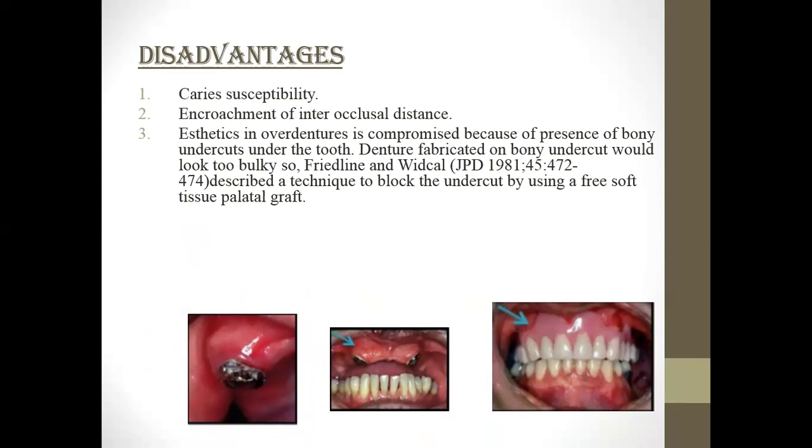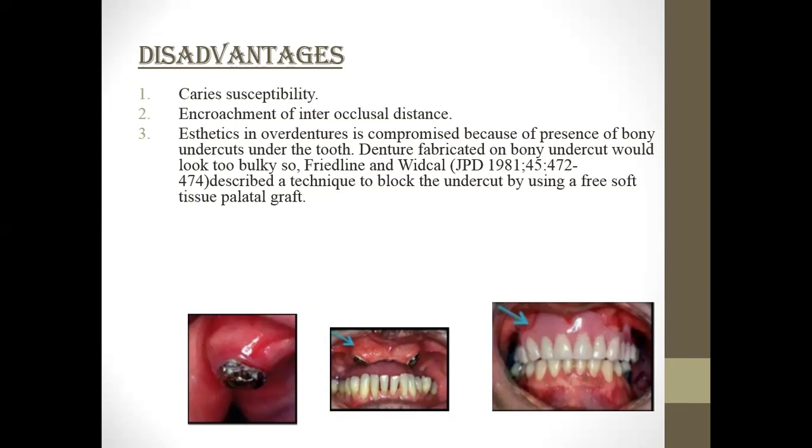On the image, you can see here the canines have been used as overdenture abutments, and you can see a huge undercut above the canines. So what happens is if you fabricate your denture on top of that, you might have to trim so much of your denture flange for the patient to insert and remove this prosthesis.